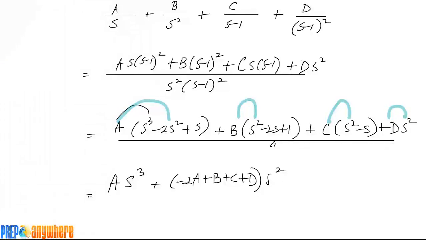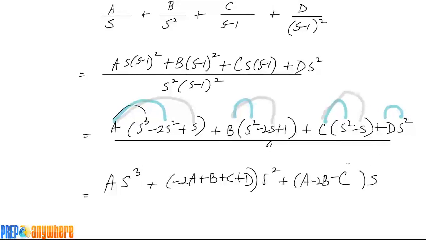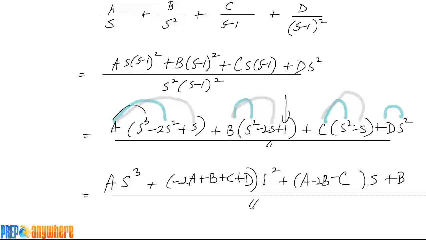Now for s, just for s, okay, this is A minus 2B, A minus C. Alright, so for s, A minus 2B, A minus C. Okay, and then for constant, there's one constant. This one here multiplied with B, so just B. Okay, with the same thing at the bottom.